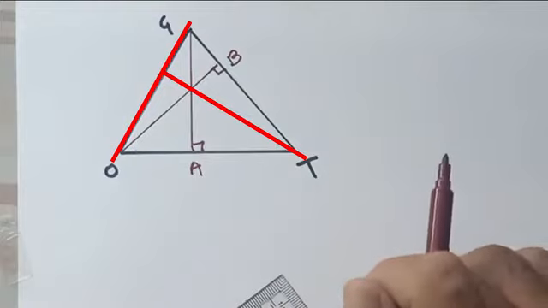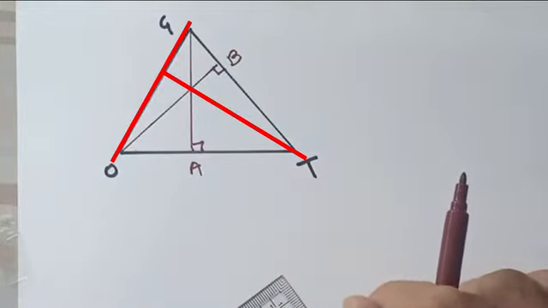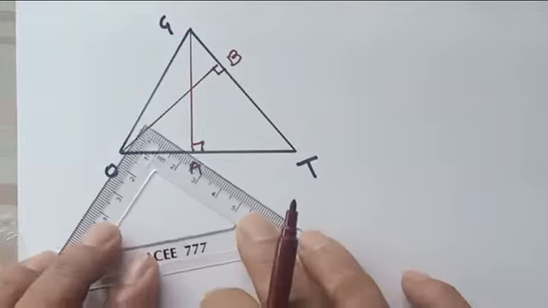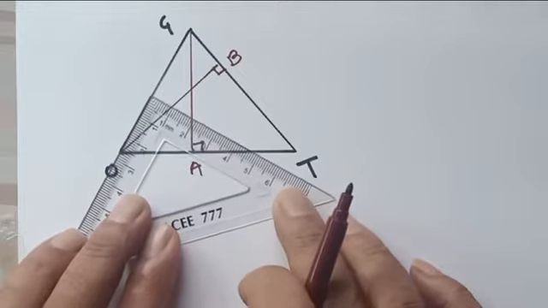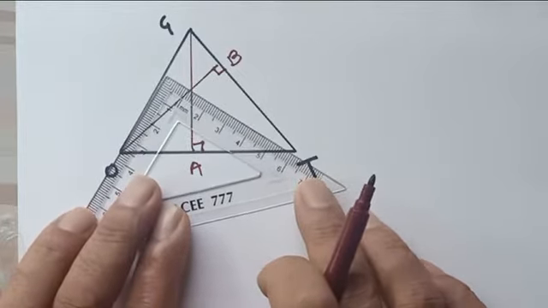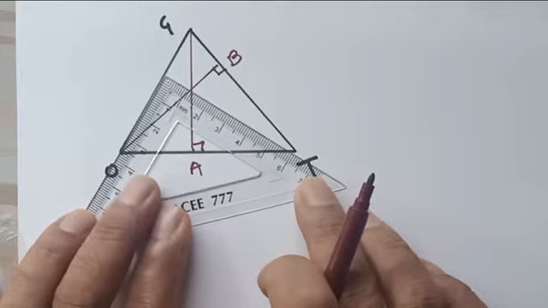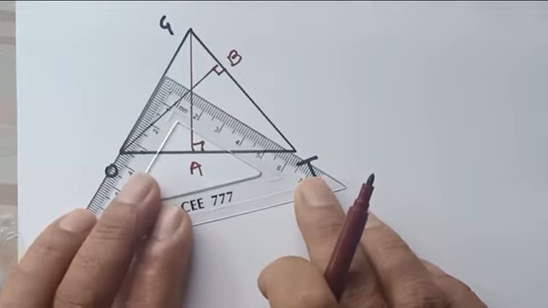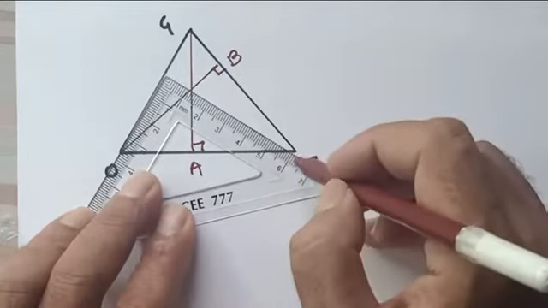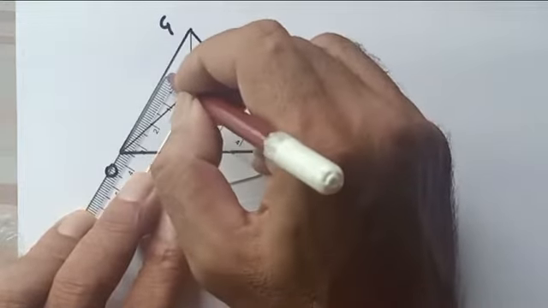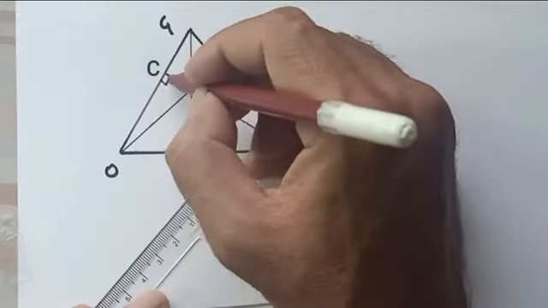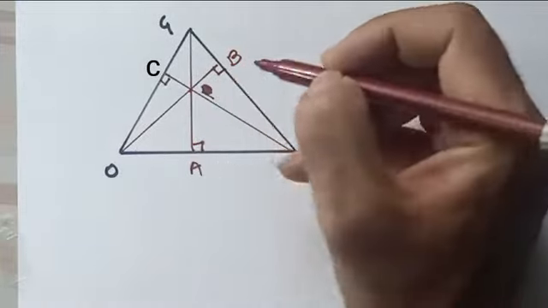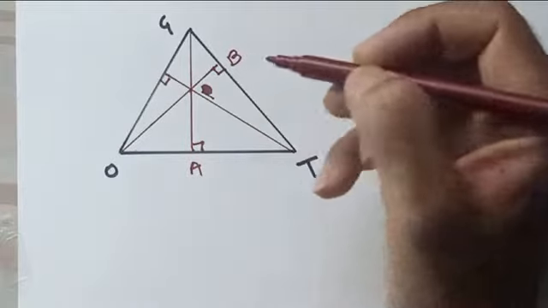From point T, draw the perpendicular to segment GO as shown. Take set square and coincide any edge of the set square with side GO. Now keeping this edge of the set square touched with segment GO, move the other edge of the set square towards point T such that it touches point T. Draw segment TC. Segment TC is the altitude of this triangle. Observe that all the altitudes of the triangle are concurrent.